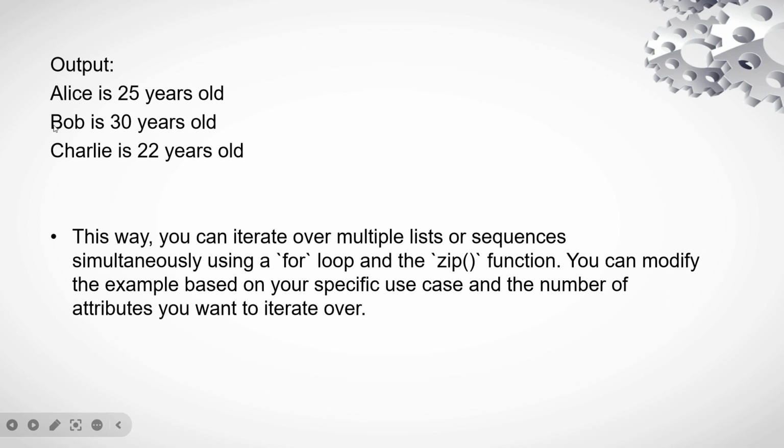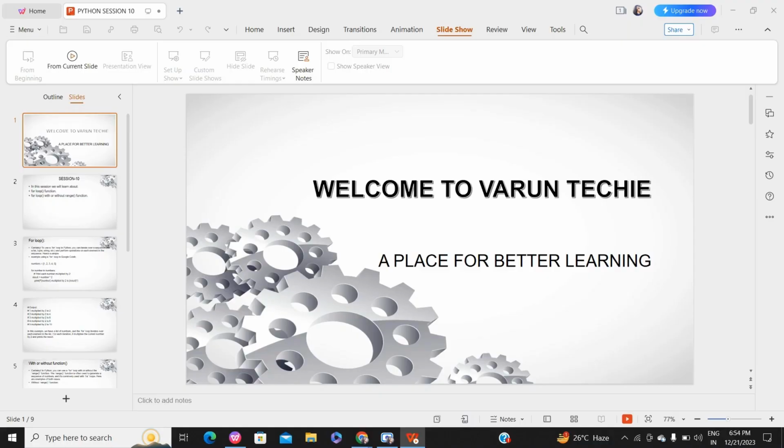So the output is here. For each name in the list, the age is correspondingly given. So two lists are worked on simultaneously here. In this way, you can iterate over multiple lists or sequences simultaneously using a for loop and the zip function. Now let's see code for using a for loop and an if else statement at a time.